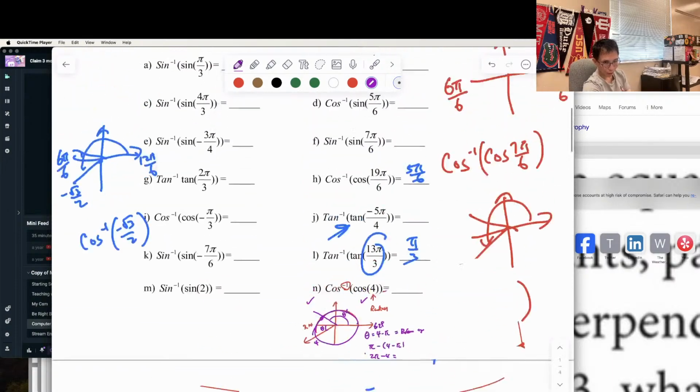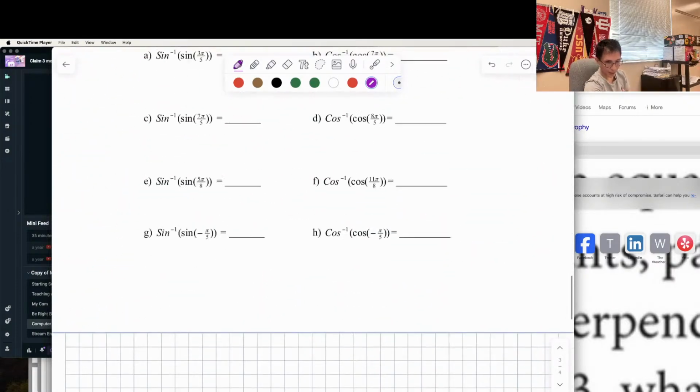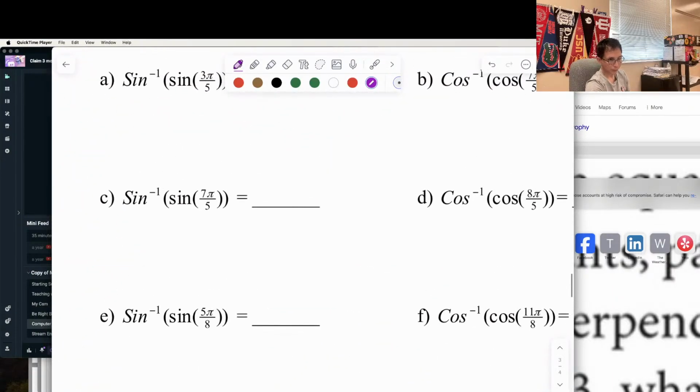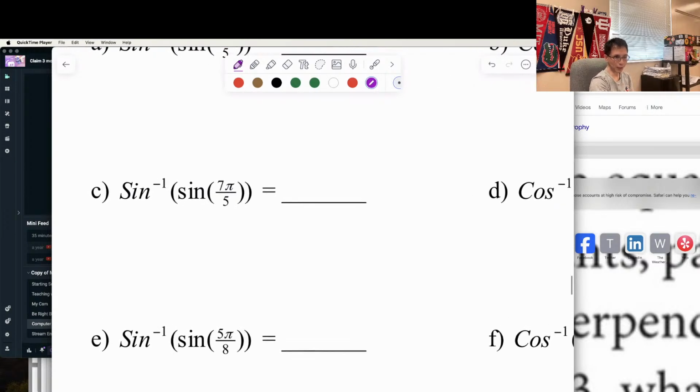All right, so that's that. Let's talk about this last question here. Now this one is not too bad. A lot of my calculus students struggle with this, but it's not as scary as it sounds. You have to understand the idea of reference angle. This is actually pretty interesting. Sine of 7 pi over 5. Let's just talk about C here.